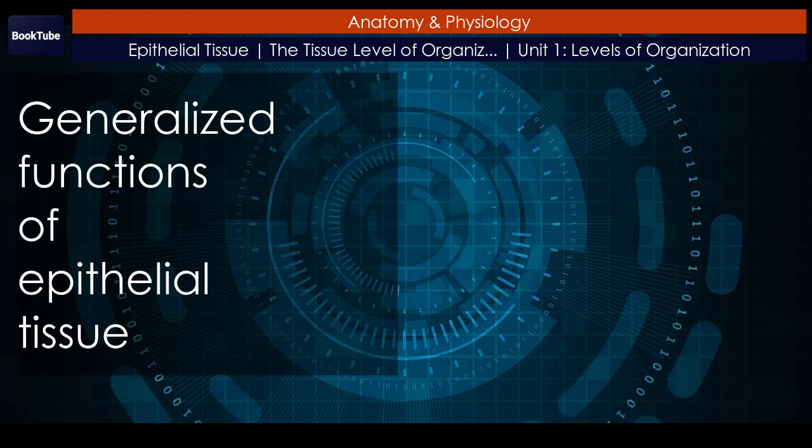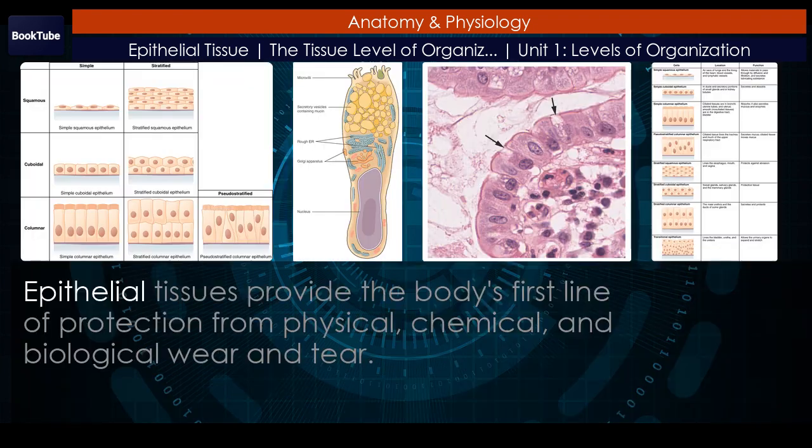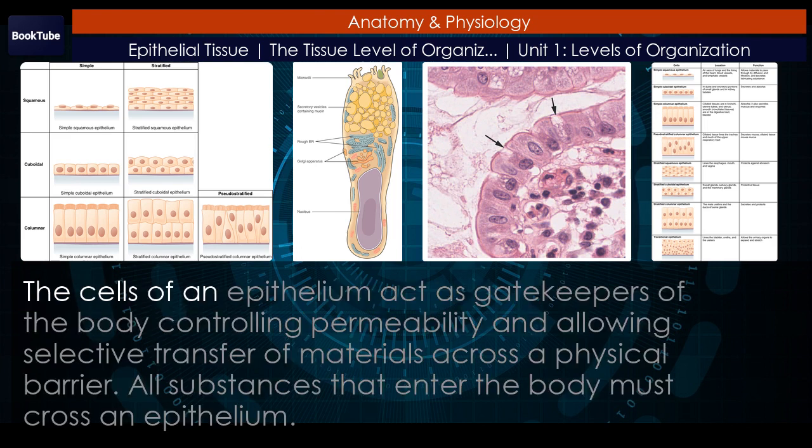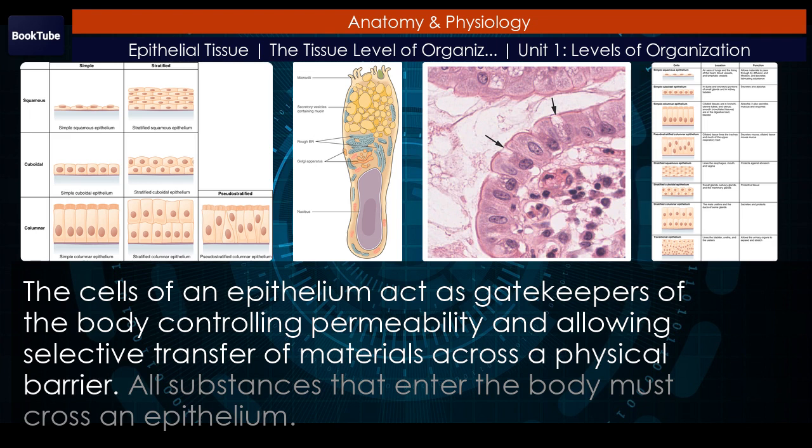Generalized functions of epithelial tissue. Epithelial tissues provide the body's first line of protection from physical, chemical, and biological wear and tear. The cells of an epithelium act as gatekeepers of the body, controlling permeability and allowing selective transfer of materials across a physical barrier. All substances that enter the body must cross an epithelium.